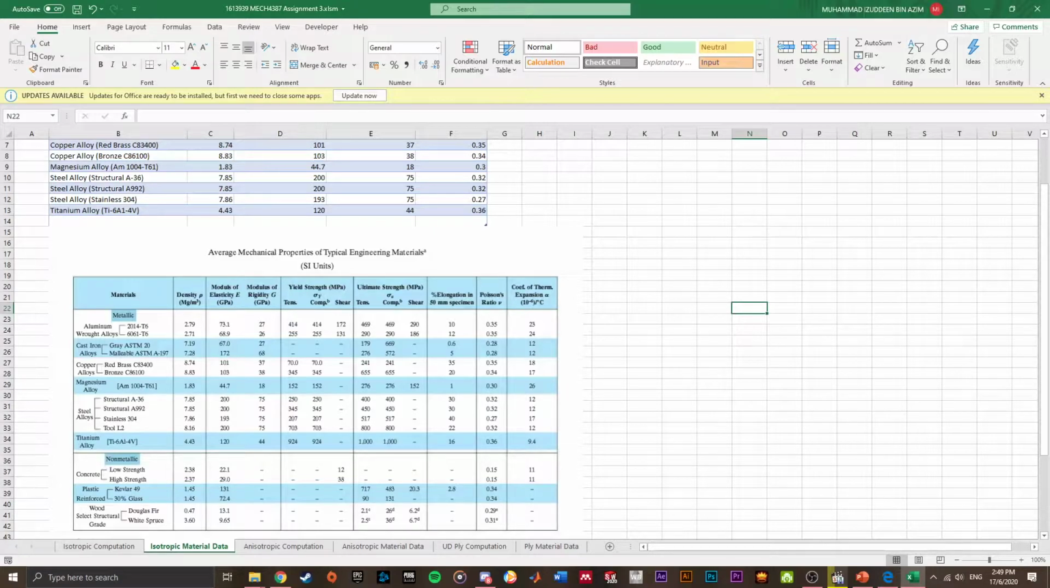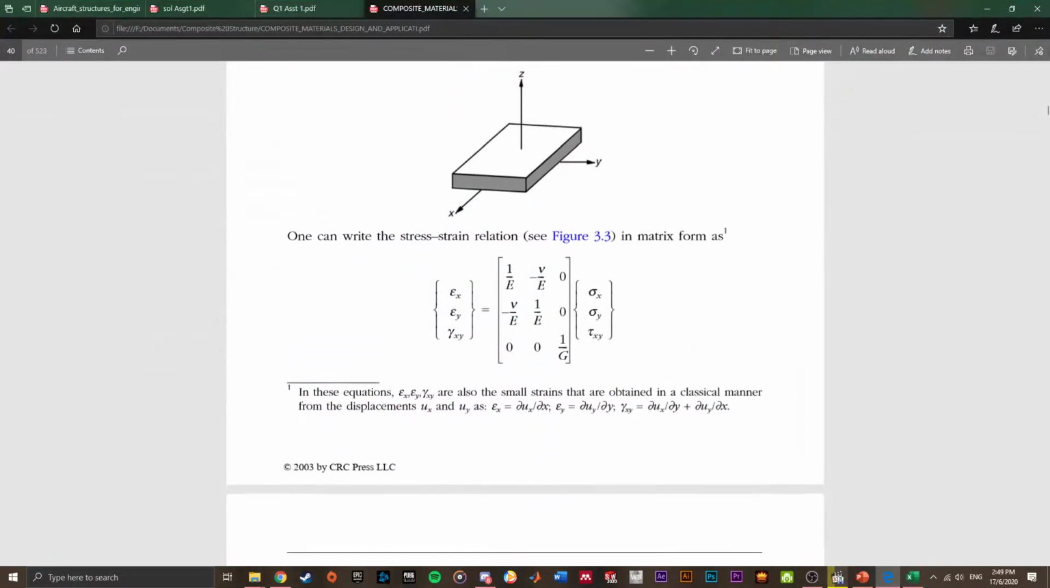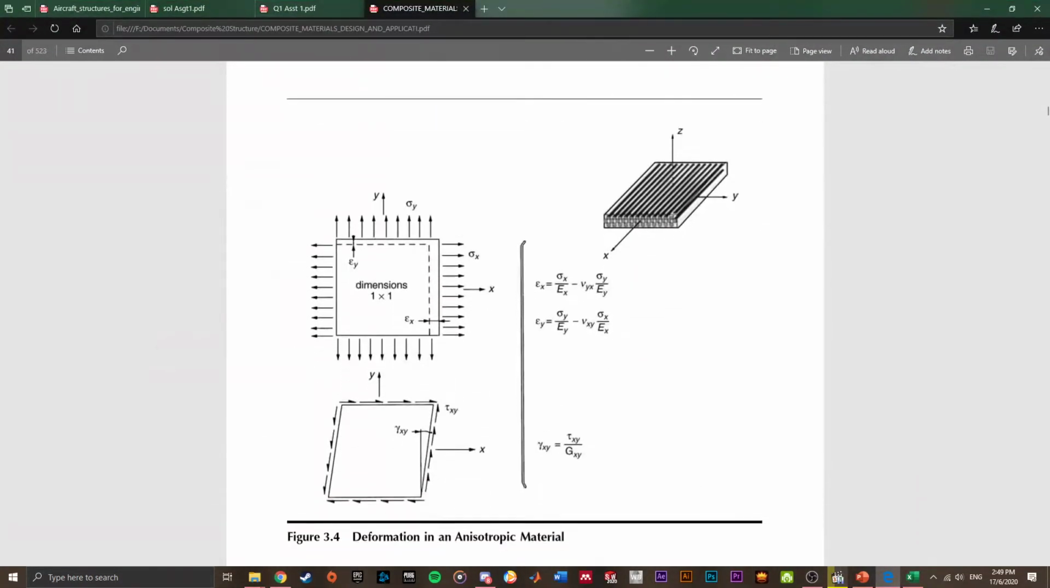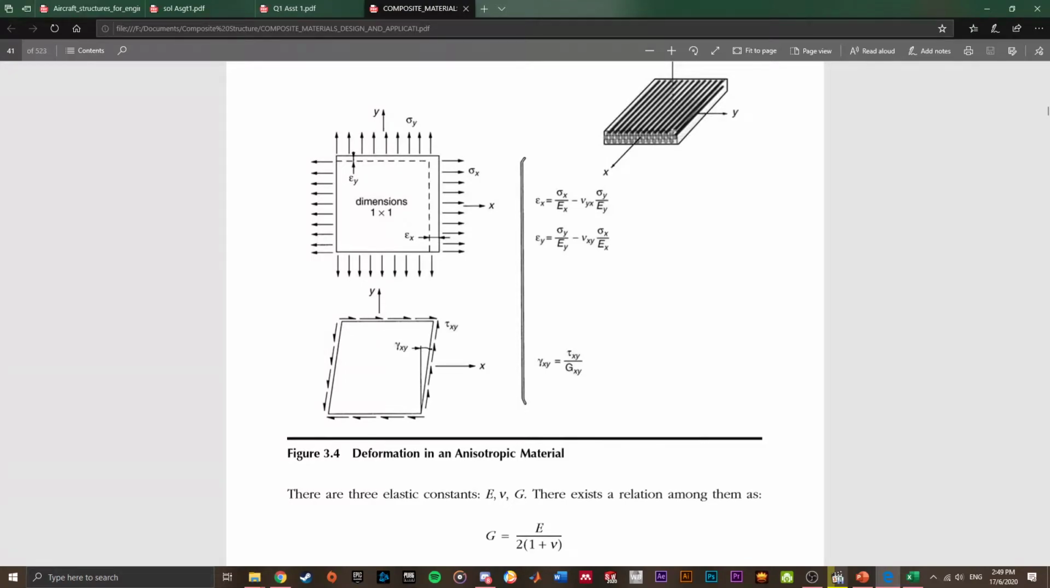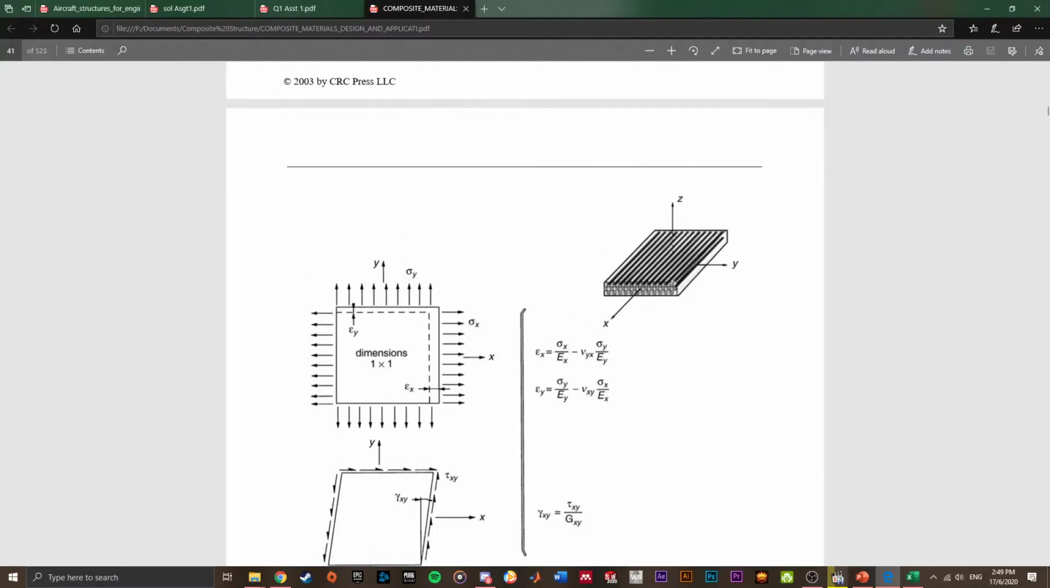This is for elasticity. The rigidity is for the shear strength. It is like this one. We can see here, it is like this.